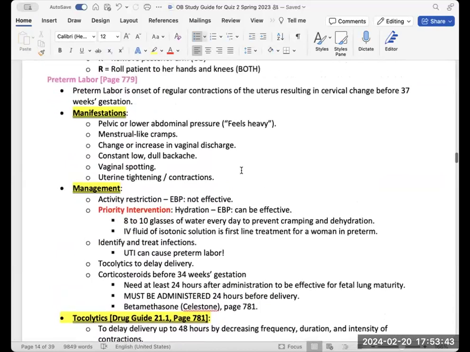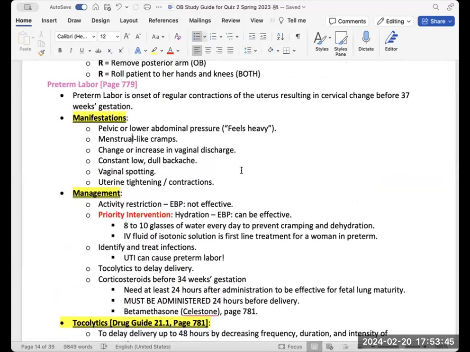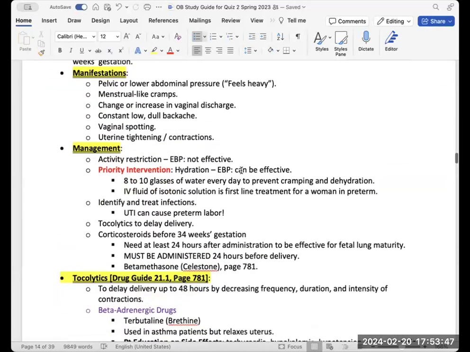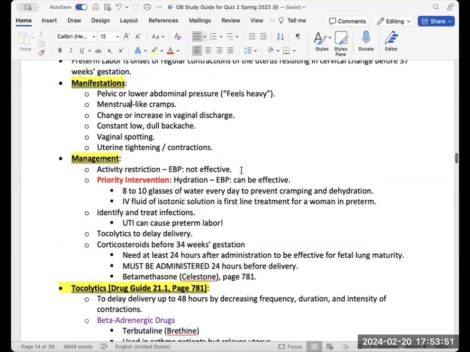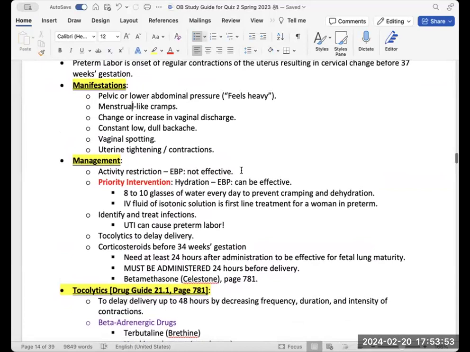The priority, based on evidence-based practice, is hydration. Our priority intervention for preterm labor is hydration. 8 to 10 glasses of water a day to prevent the cramping and dehydration. Isotonic solutions are the first line of treatment for a woman in preterm labor. So when you're thinking about preterm labor, our priority is hydration. We also want to identify and treat infections. UTIs can cause preterm labor, know that.